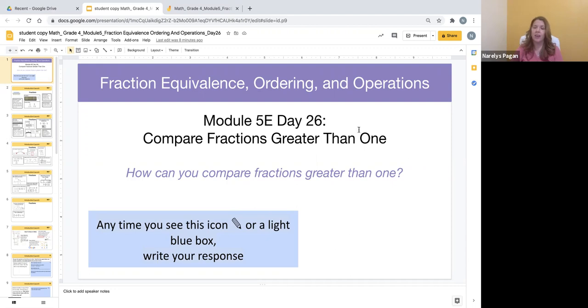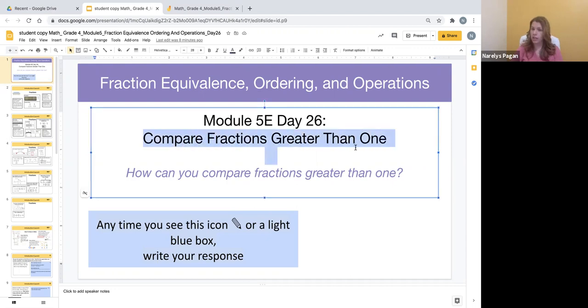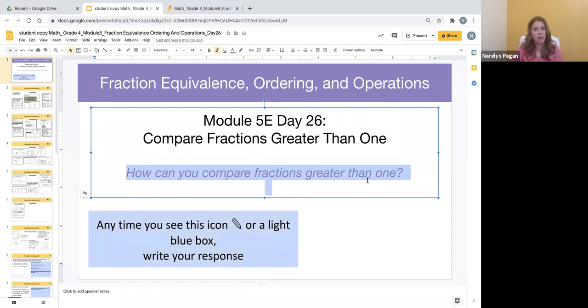Today, we are working on Module 5 and Day 26. Our topic is Compare Fractions Greater than 1. And our focus question is, how can you compare fractions greater than 1? Today, I'm going to be working with you only on the launch or the application problem.